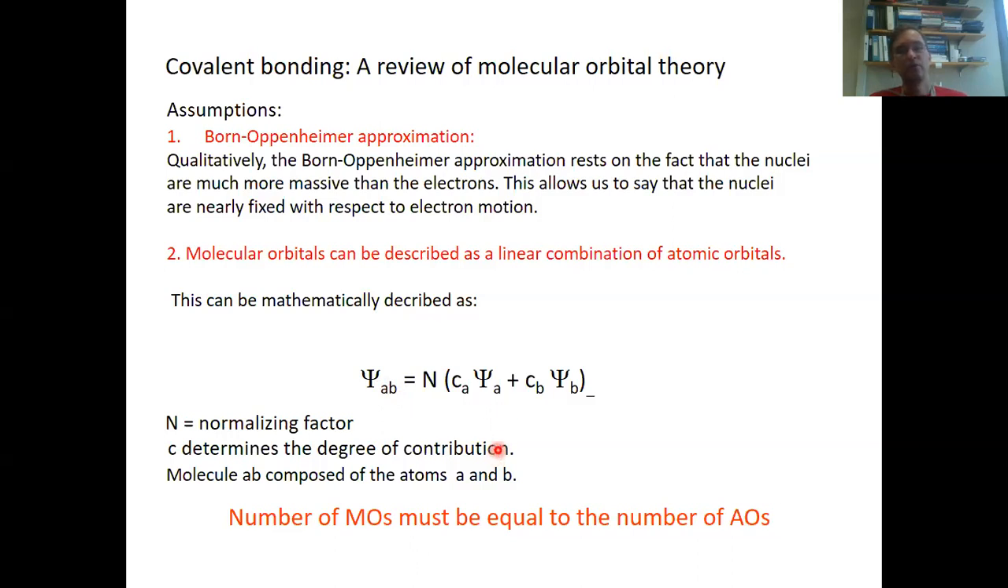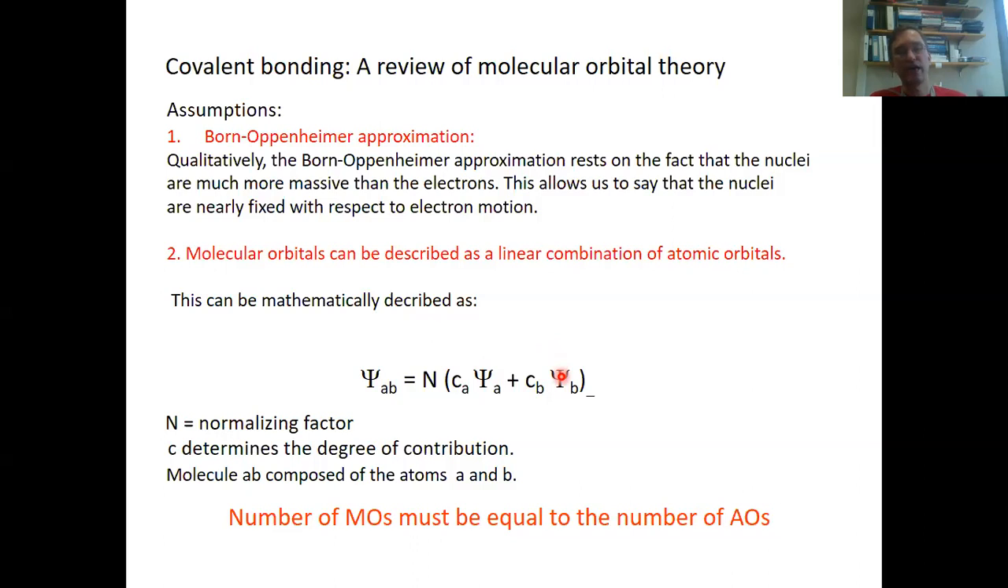All right. So in molecular orbital theory, the number of molecular orbitals must always be equal to the number of atomic orbitals. That means that when we combine two atomic orbitals, we always form two molecular orbitals. One through the vectorial addition of these two wave functions, and one by the subtraction of these two wave functions.